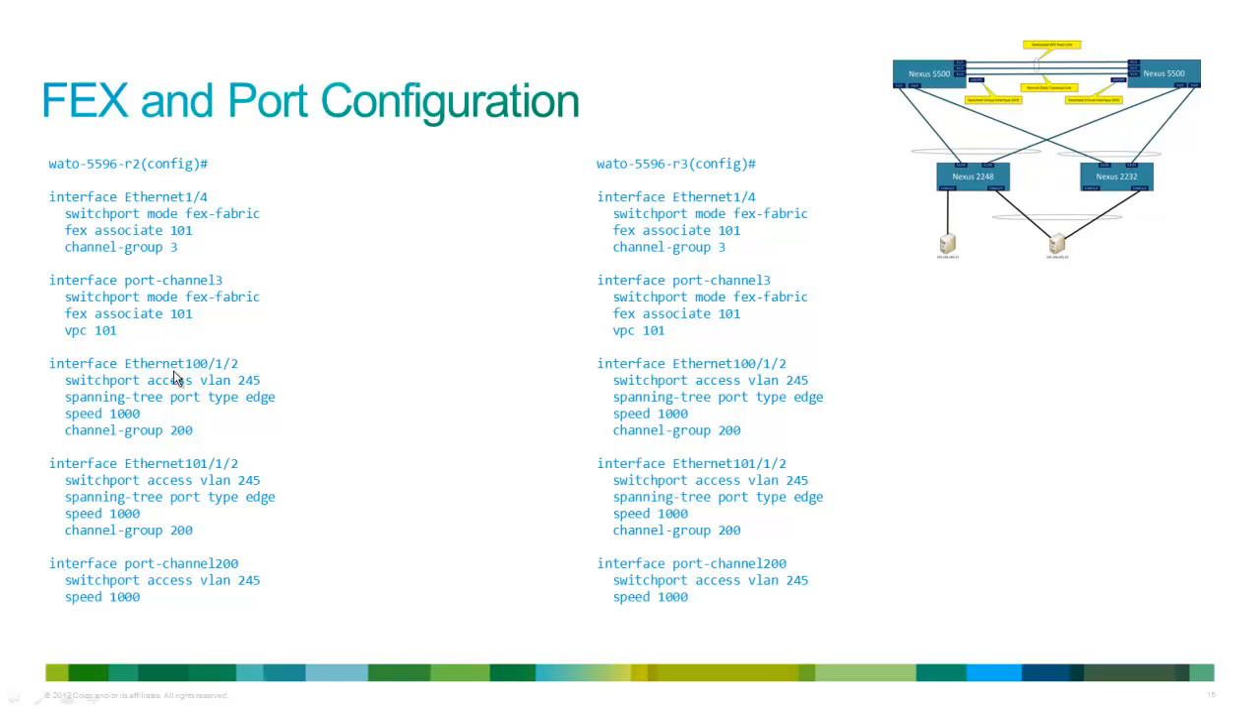Then I took the two ports, 100/1/2 and 101/1/2. So that's this port right here and this port right here. I took those ports, made them 1 gigabit ports. And then on port channel 200, which is associated to this channel group, I did the same commands. And then I did the same thing on the other side.